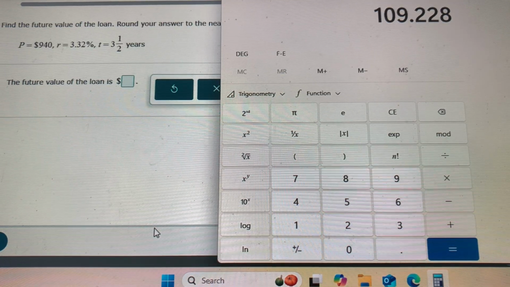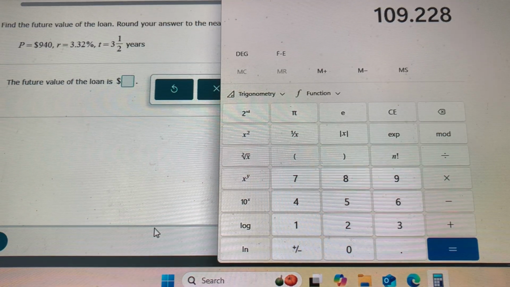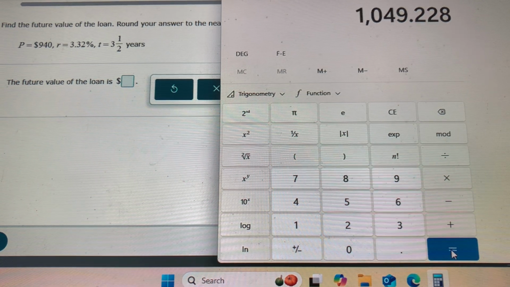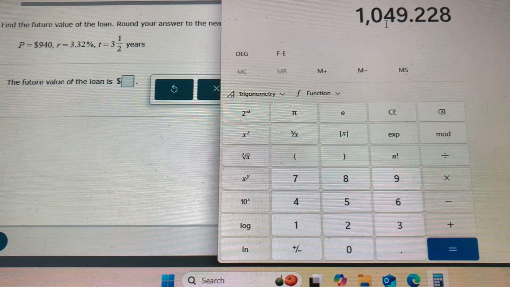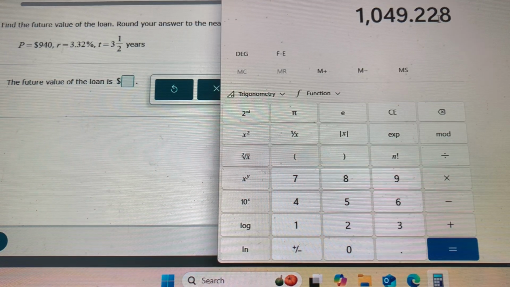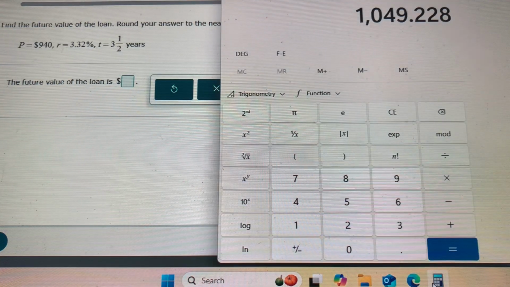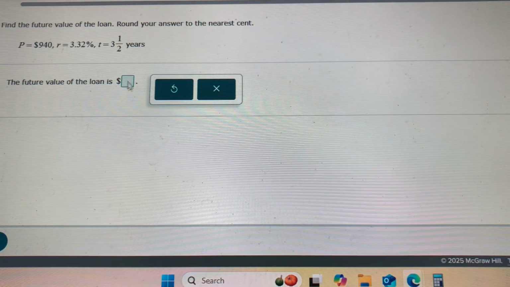The interest is $109.23. That's just the interest though. So now add the 940 that you borrowed or invested to begin with, and now your account, if you're the investor, your account's all the way over $1,000 now. 1,049, and if they want cents, put 23. Make this 2 become a 3 because there's an 8 after it. Nearest cent, yes. 1049.23.